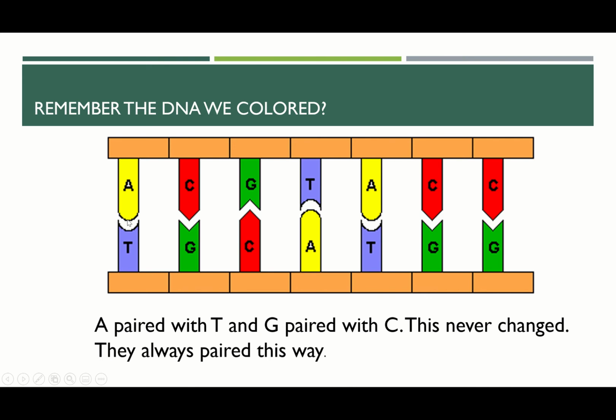Now this is not exactly what it looks like in real life, but it's to show you what we mean. See how A is rounded? It wouldn't fit in the pointy end of G. It's only going to fit in the rounded match of T. It's like a puzzle piece. They fit together. So this never changes. They're always going to pair this way because it's how they fit.